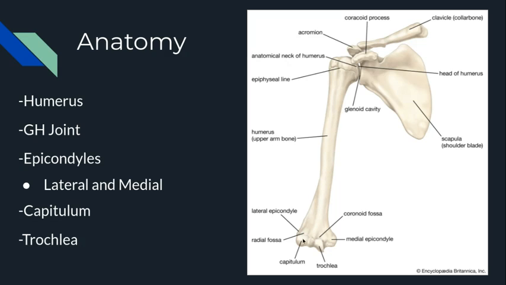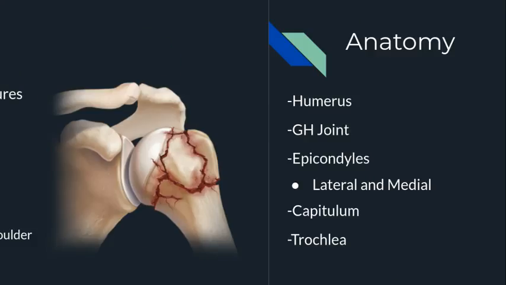it widens out down towards the bottom when you get the epicondyles, the lateral epicondyle and the medial epicondyle, and the capitulum and the trochlea. Those connect to the radius and ulna in your forearm. So that's the humerus. That's some basic anatomy, and that's what we will be talking about.